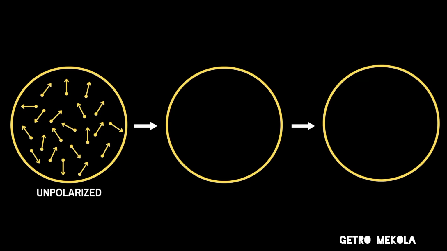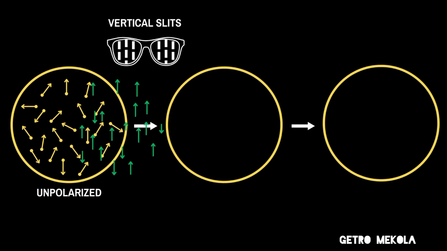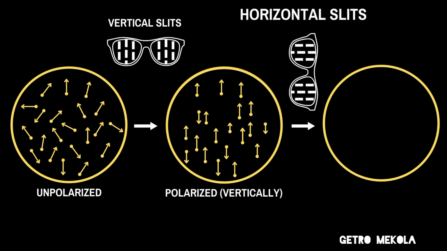As discussed, when unpolarized light passes through that first filter, some of the light gets blocked, and the remaining light that does make it through is now vertically polarized. If the lens immediately after was horizontal, then all this vertically polarized light would be perpendicular to those slits, meaning it would all get blocked and you wouldn't see anything.